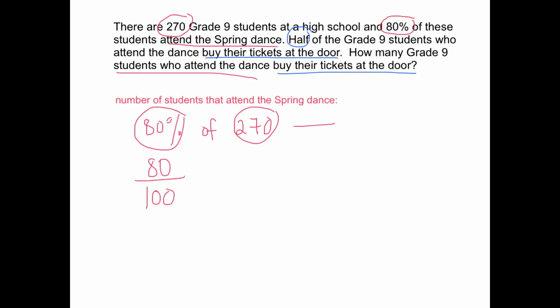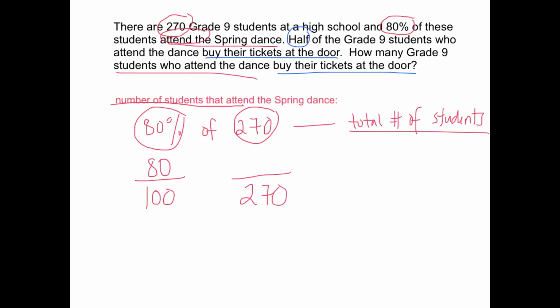We know that 270 represents the total number of students. And what is it that we're trying to find? That's right, we're trying to find out how many of these students attend the dance. So the ratio would be the number of students that attend the dance out of the total number of students. Since we know the total number of students, I'm going to put that number as the denominator. Do we know the number of students? No, that's what we need to find. Because this information is unknown, let's label it X. Let X represent the number of students that attend the spring dance.